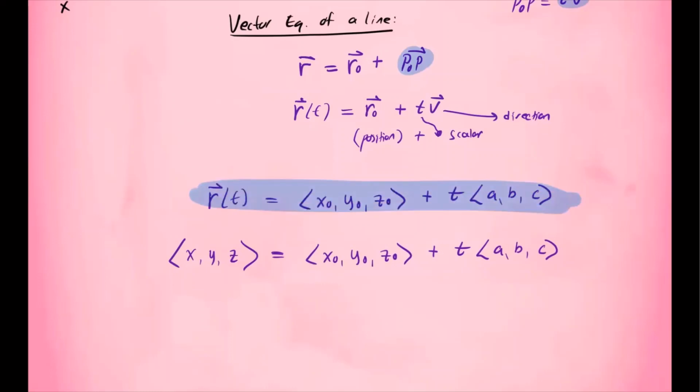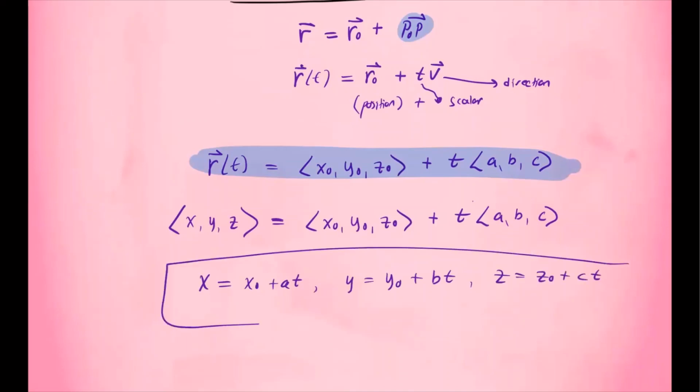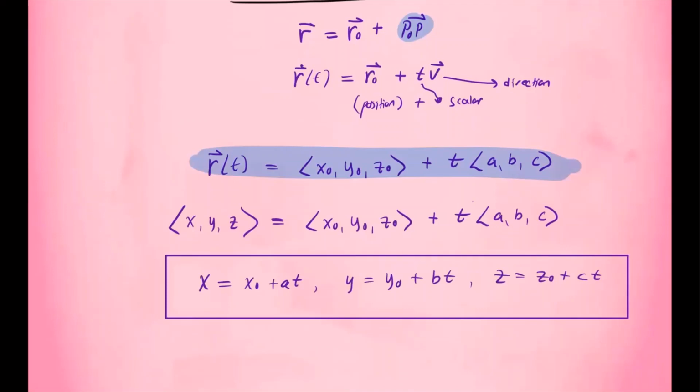Now, I usually like to use this one, but you can also rewrite this in parametric form. For instance, if you again redistribute the t and equate the coefficients, you'll get the parametric form, which will be x equals x0 plus at, y equals y0 plus bt, and z equals z0 plus ct. So that'll be the parametric form of the same line. And of course, t, we can say that it's just any real number.